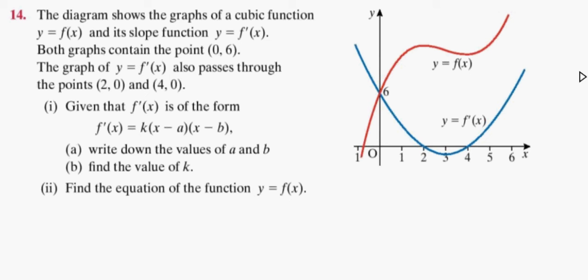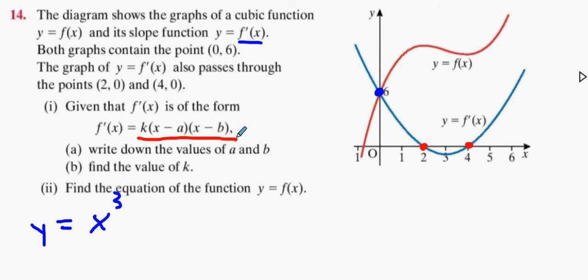The diagram shows the graphs of the cubic function y equals f of x. So I'm assuming y equals a cubic function of some variety, don't know what, alright? And it has a slope function. The slope is the first derivative. Both graphs contain the point (0, 6). Happy days. f of x also passes through (2, 0) and (4, 0). Is that alright? The function f of x is in the form k times (x minus a)(x minus b).